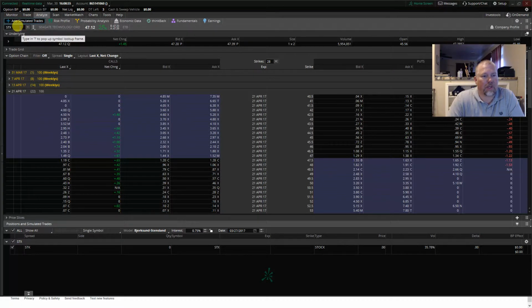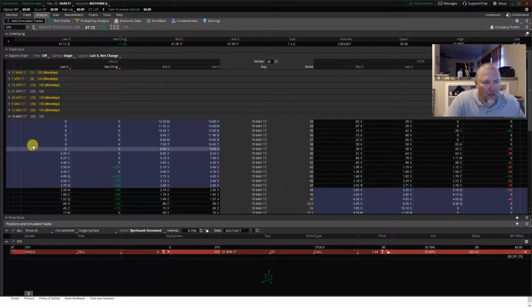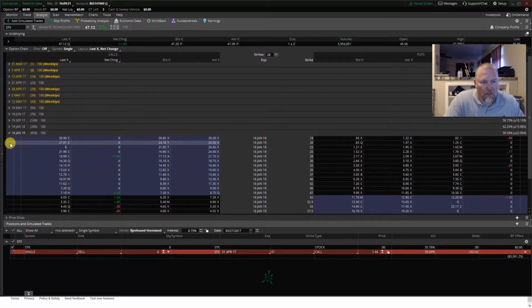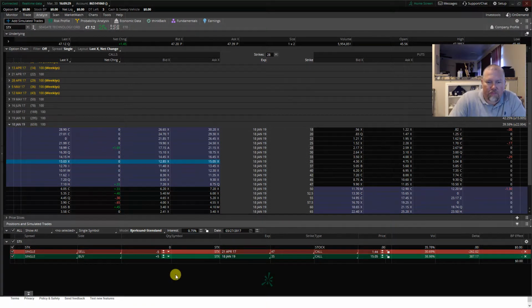I had already pre-typed STX in here. Options board here. You said you sold the 47s, which are these guys right here. The 21 April 47s. Okay, and I just stuck a sell in there. I'll correct the contracts and the price here in just a minute. And then you did a buy over here on the Jan 2019, and you said you did the 35s, which are these babies right here. Okay, perfect. I got those in there.